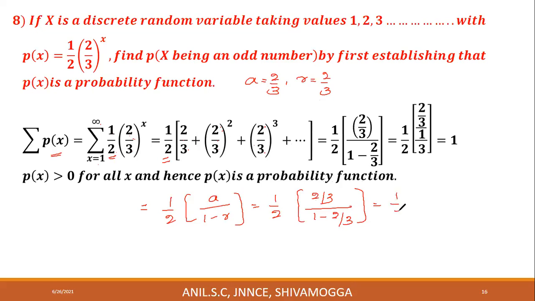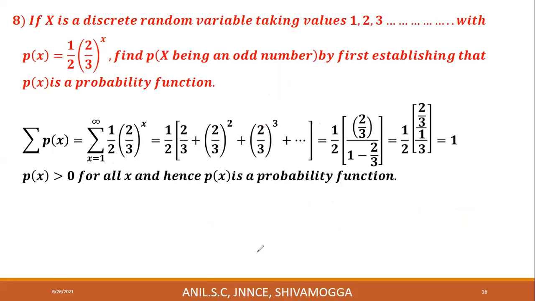Therefore, this is equal to half into 2 by 3, and the denominator 1 minus 2 by 3 is 1 by 3. Now cancel this 2 with this 2, 3 with this 3, and we get 1. Therefore, summation P of x is equal to 1, and P of x is greater than 0 for all values of x. Therefore, both the conditions are verified here. P of x is a probability function.